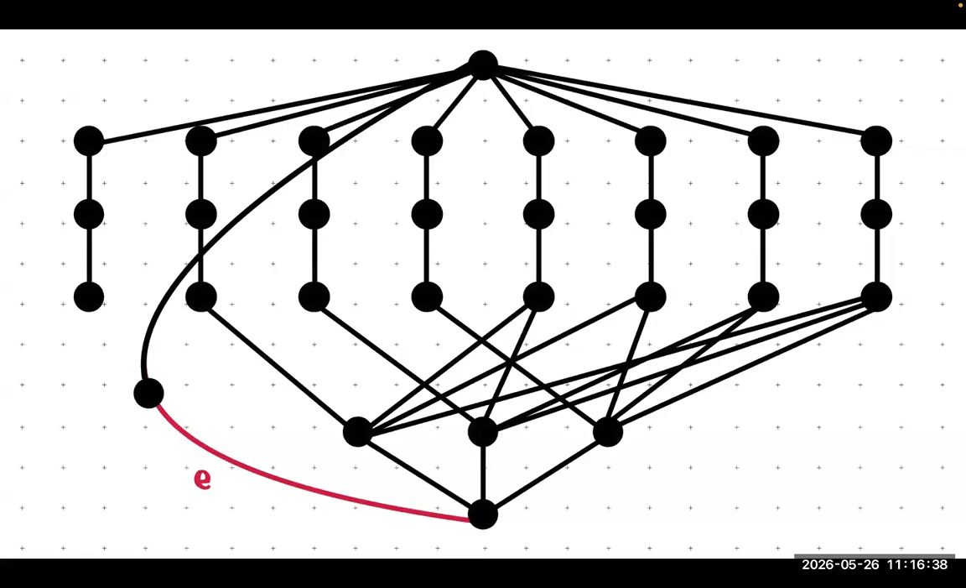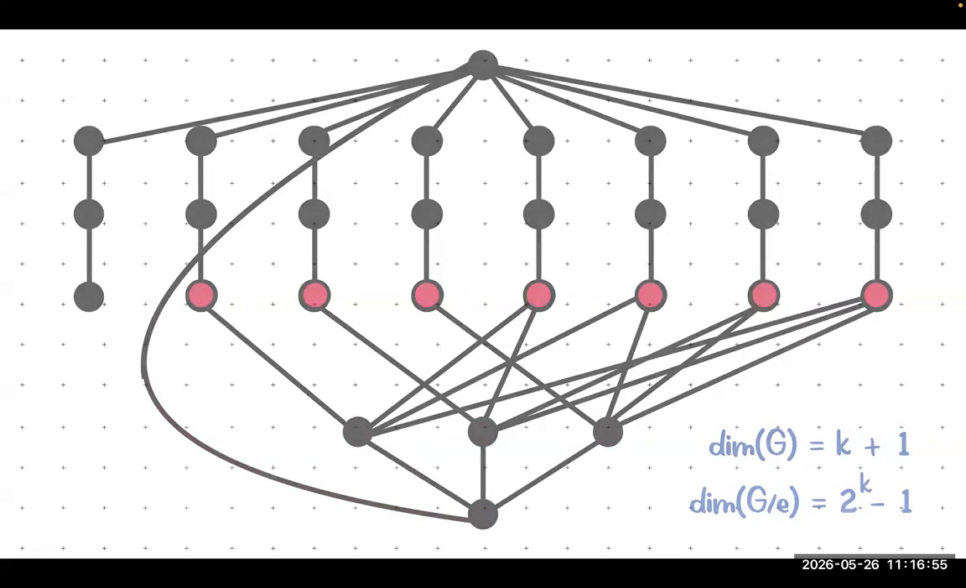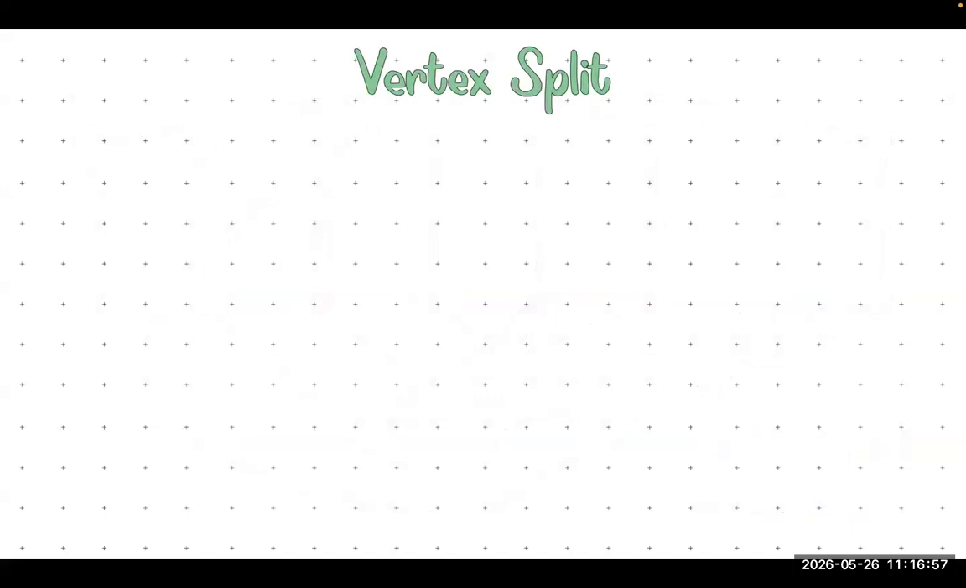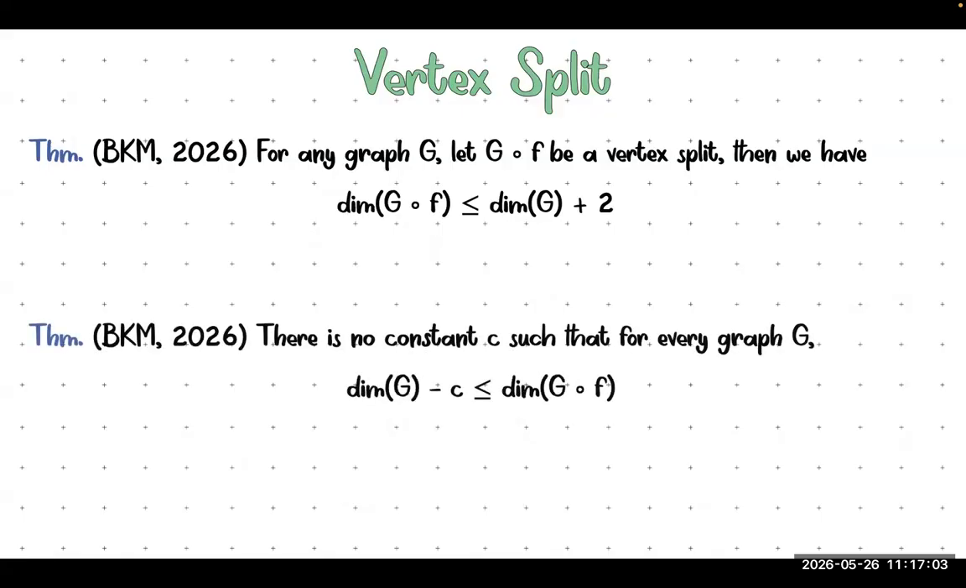Okay, so we just use this graph, which is the same graph we used before, but instead the edge here has a vertex. And we can show that this has metric dimension K plus 1. But again, if we were to contract the edge E, then it goes all the way up to 2K minus 1. So there's no upper bound for this. And the vertex split is the same case, but reversed. Okay. So there's no lower bound for the vertex split.